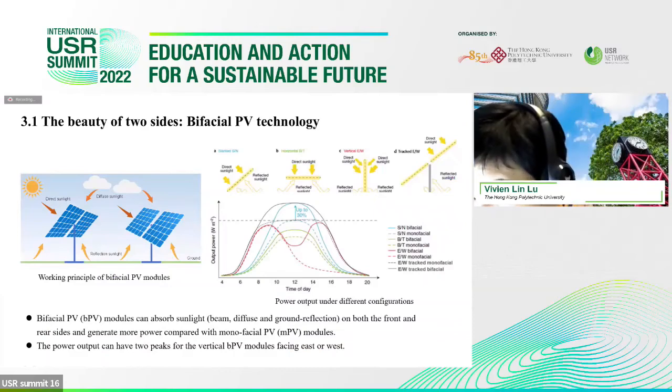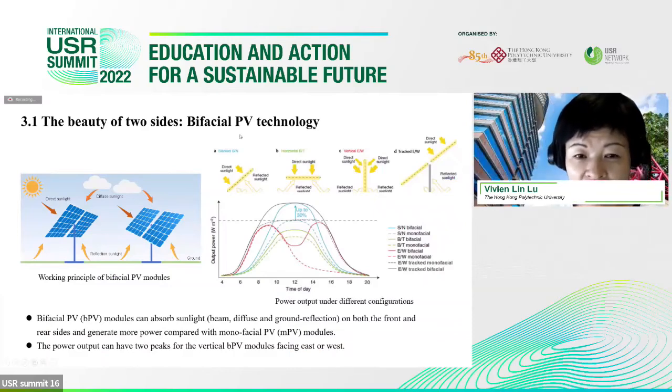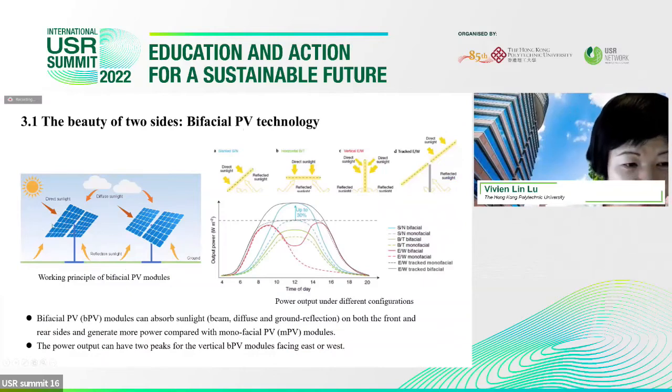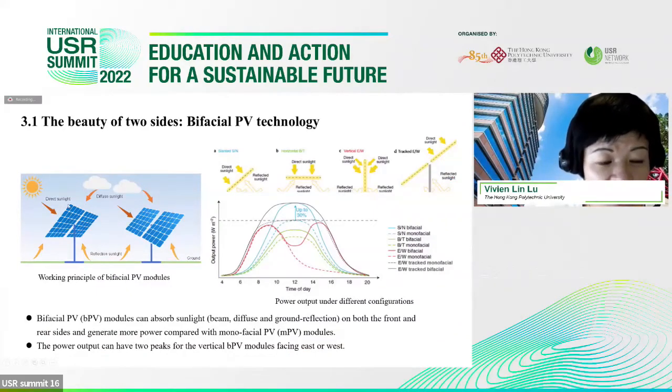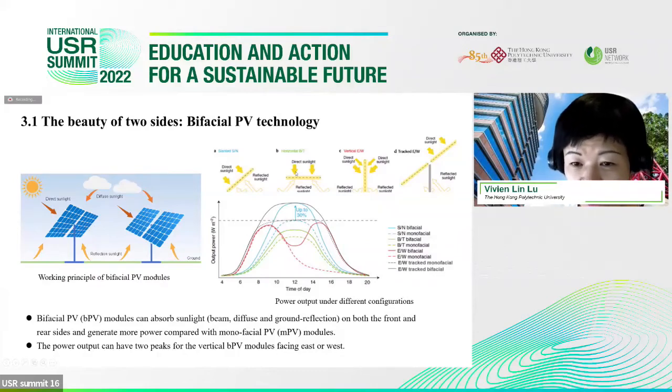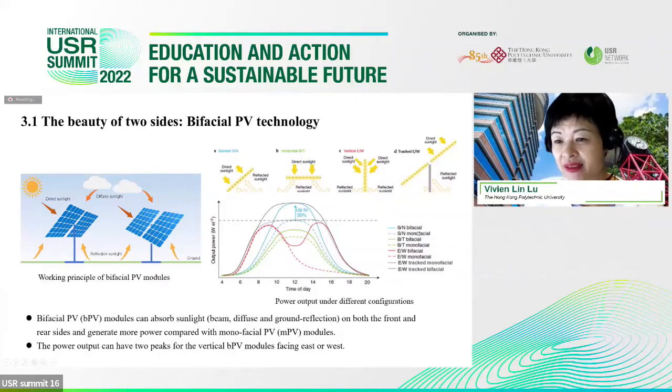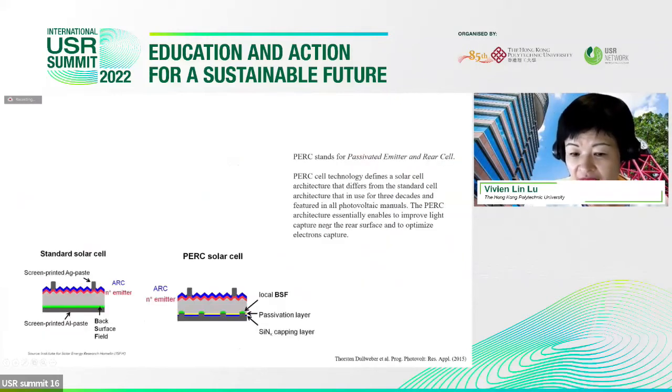Very quickly, I will share with you the bifacial PV technology. This is the conventional mono type, usually mono-side solar PV panels. For bifacial solar PV modules, both sides can receive solar energy and convert it into electricity. Especially when the PV modules are installed at an inclined angle, and especially vertically, as shown here, we can have a different output peak. And this gain is very high.